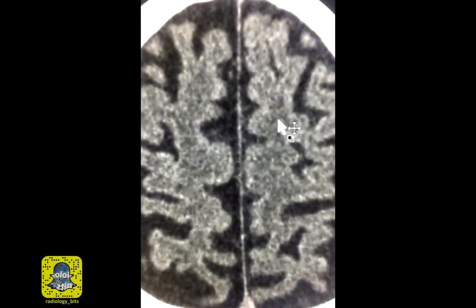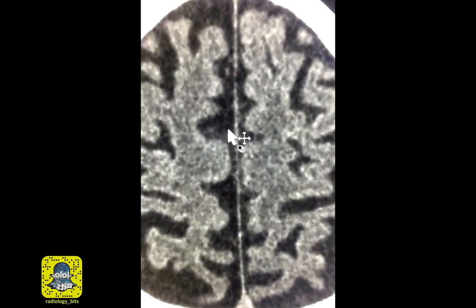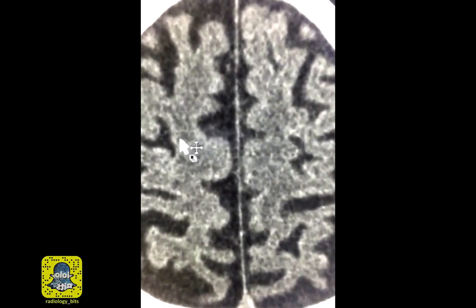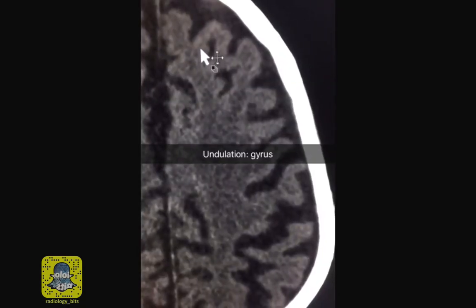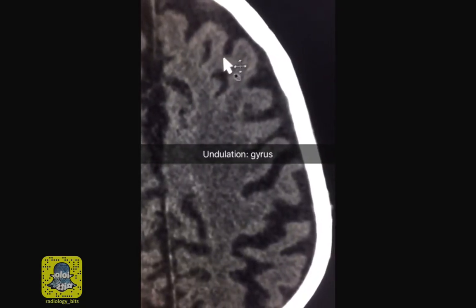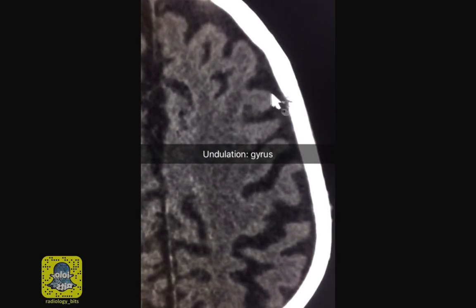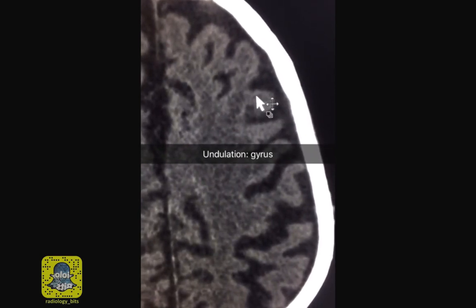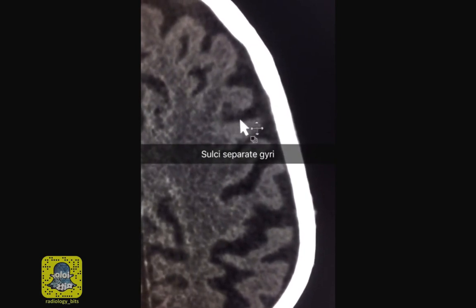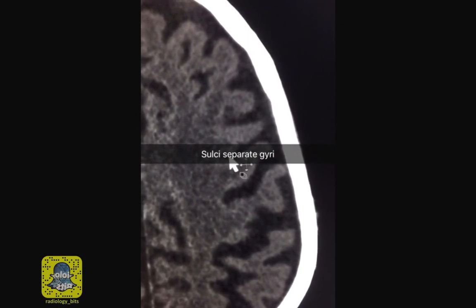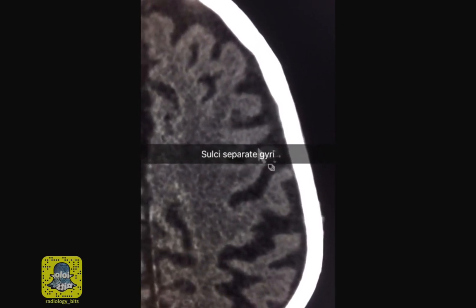The darkest thing you'd see on a CT scan is that of fluid, namely CSF. So this is CSF that you see here in between gyri. From our normal anatomy, we know that the brain has an undulating surface, and each undulation here is called a gyrus. And you see these dipping cliffs of CSF in between gyri, and this is what we call sulci.